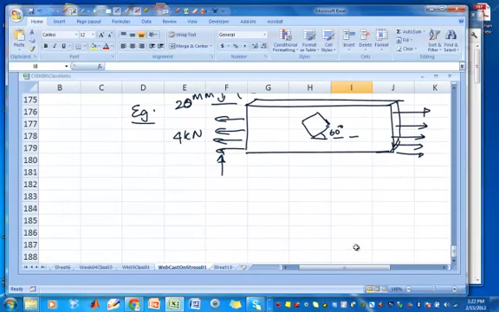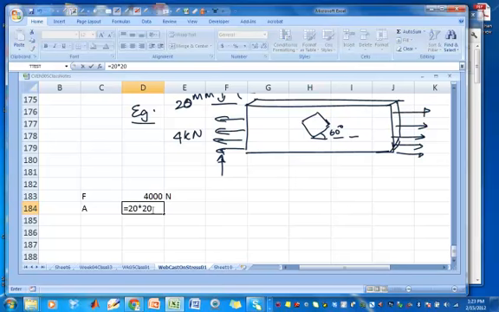There you go. So first thing to do is to find, so I got F, and that is 4000 newtons. A is 20 by 20, equal to 20 times 20 millimeters squared. So sigma equals F divided by A. Can you see the two things? 10 Newton per millimeter squared, megapascals.